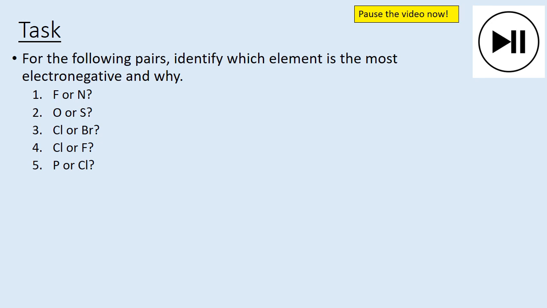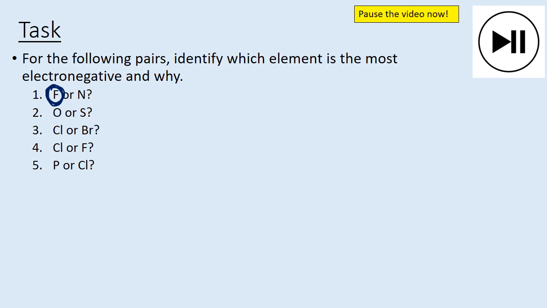Okay then, so F or N? Well, they're both in the same period, but N is further to the right. Sorry, F is further to the right. So F is the most electronegative out of those two because they have same shielding. F is smaller and has a bigger nuclear charge. So F has a bigger nuclear charge, has a smaller radius, and they have similar shielding. So it's the same explanations, the same kind of theory we're using throughout this whole ionization energy, electron affinity, electronegativity. And electronegativity and electron affinity are very, very closely linked.